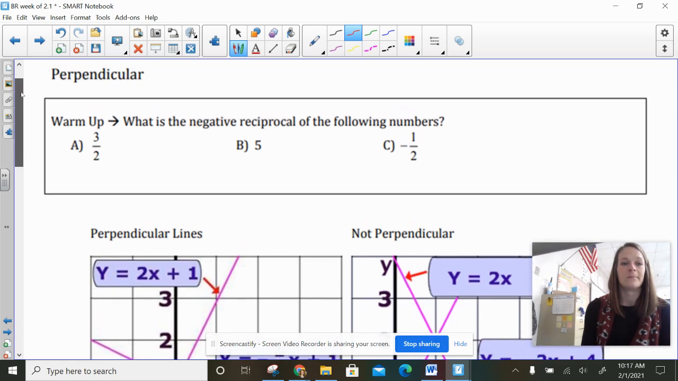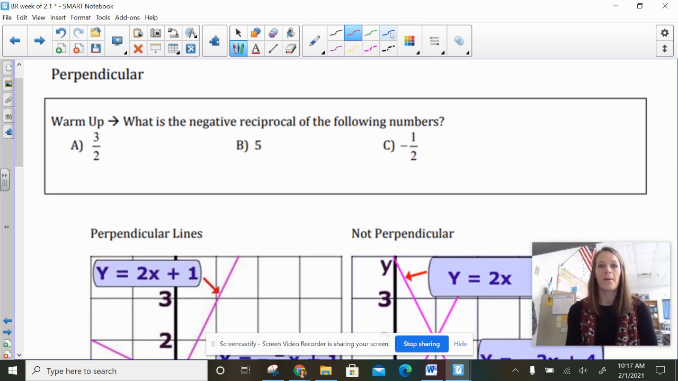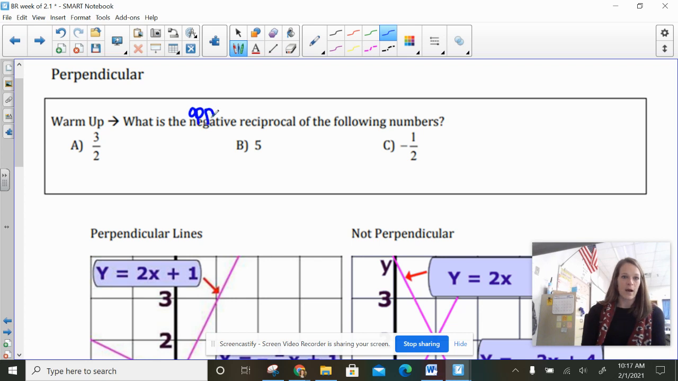All right. So now we're going to talk about perpendicular. Okay, so it's wanting me to go through each of these and do a negative reciprocal. Okay, meaning basically your opposite reciprocal. So I would change the sign of this and I would flip it. So it would be negative 2/3.